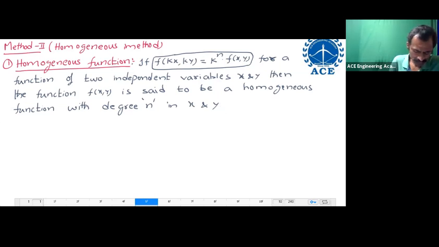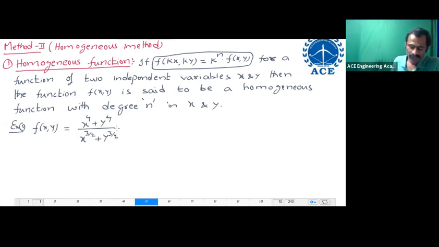This n is any number. That may be an integer or a negative number or a fraction or a negative fraction, any number only. That doesn't matter. For example, f of x comma y equal to x power 4 plus y power 4 divided by x power 3 by 2 plus y power 3 by 2.